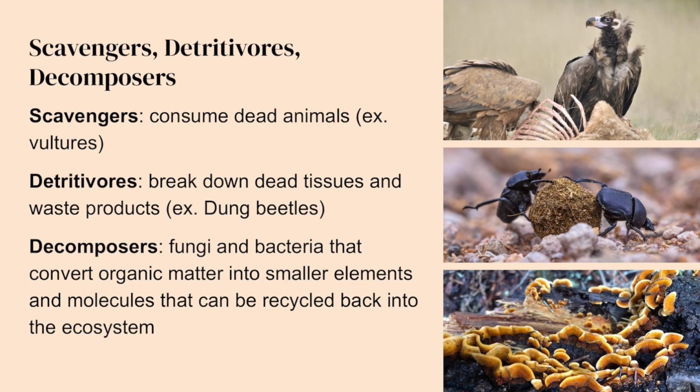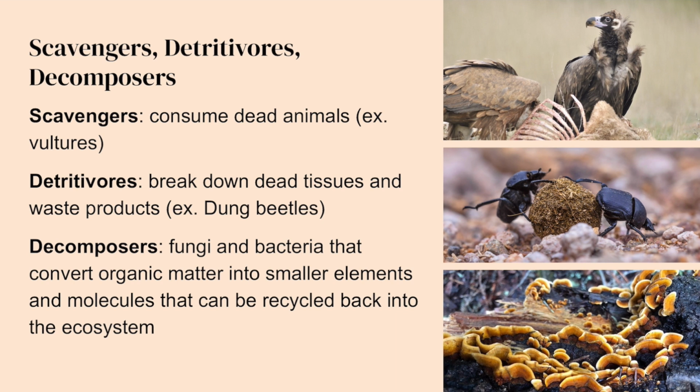Each trophic level eventually produces dead individuals and waste products, and these things have to be broken down in order to return nutrients back into the environment. So they're broken down by scavengers, detritivores, and decomposers. These organisms are essential to cycling of nutrients because they help to break down organic matter and return it to the environment so that it can be used again. So really, these organisms complete the cycling of organic matter.